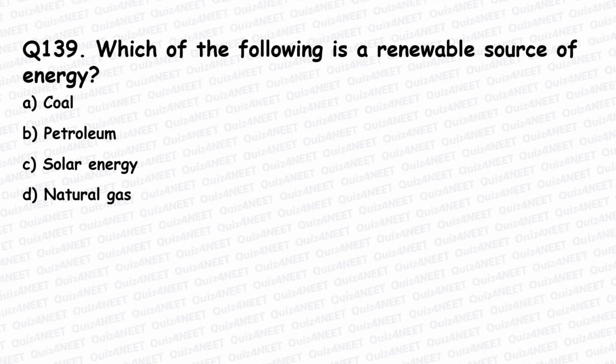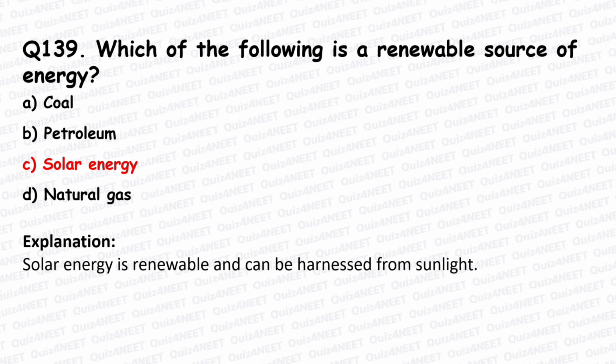Q139. Which of the following is a renewable source of energy? A. Coal, B. Petroleum, C. Solar energy, D. Natural gas. Answer C. Solar energy. Explanation: solar energy is renewable and can be harnessed from sunlight.